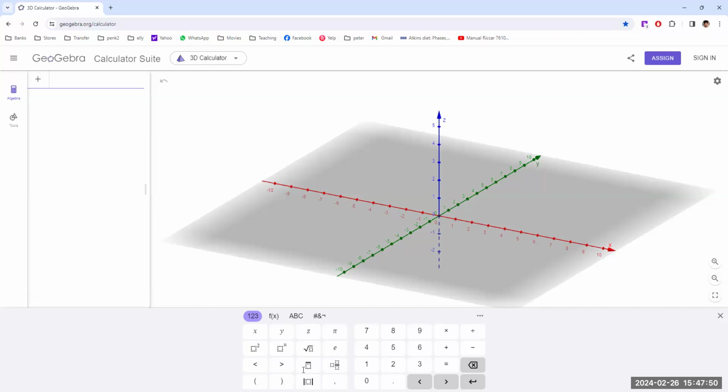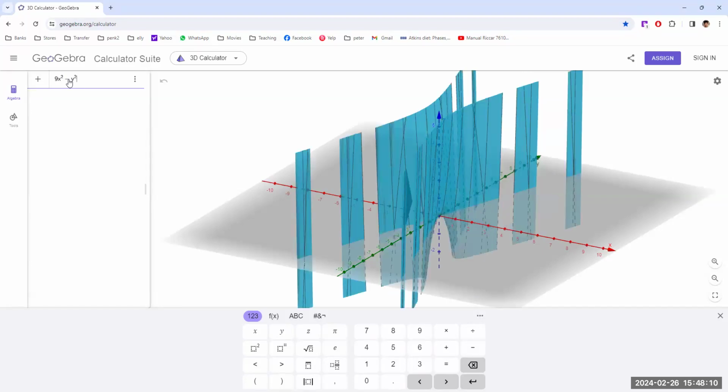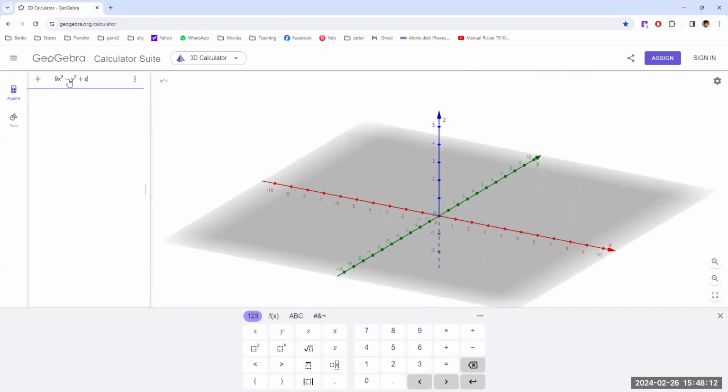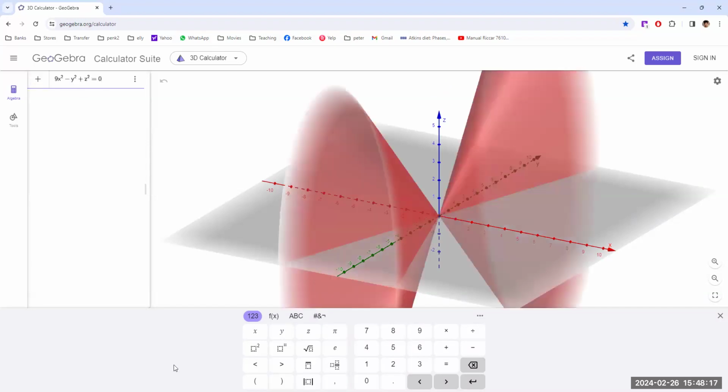Okay, for example, if I do some of them, the one that we did earlier, number 12: 9x squared minus y squared plus z squared equals 0. I think that's question number 12. Okay, so that's what it looks like.